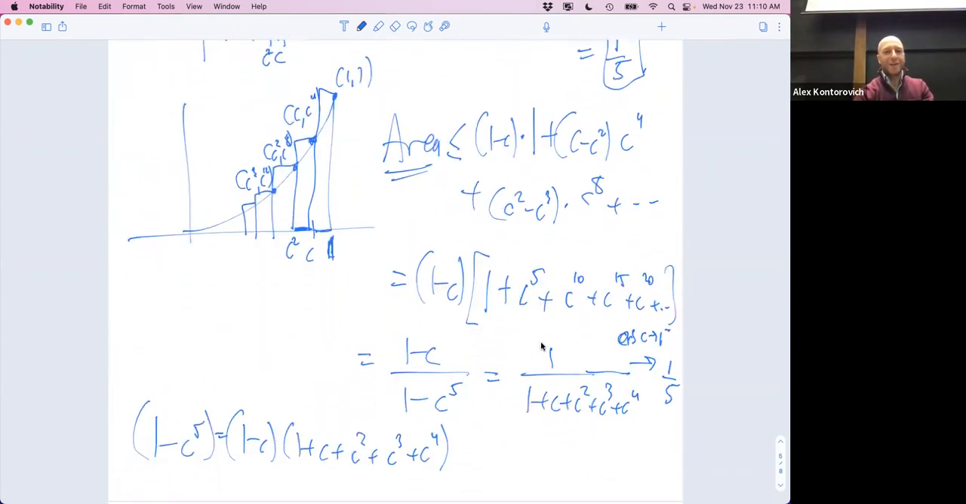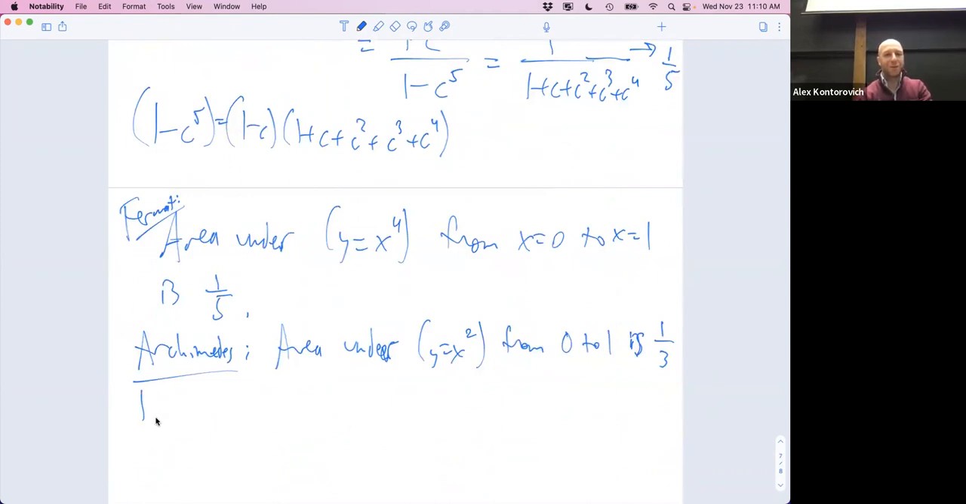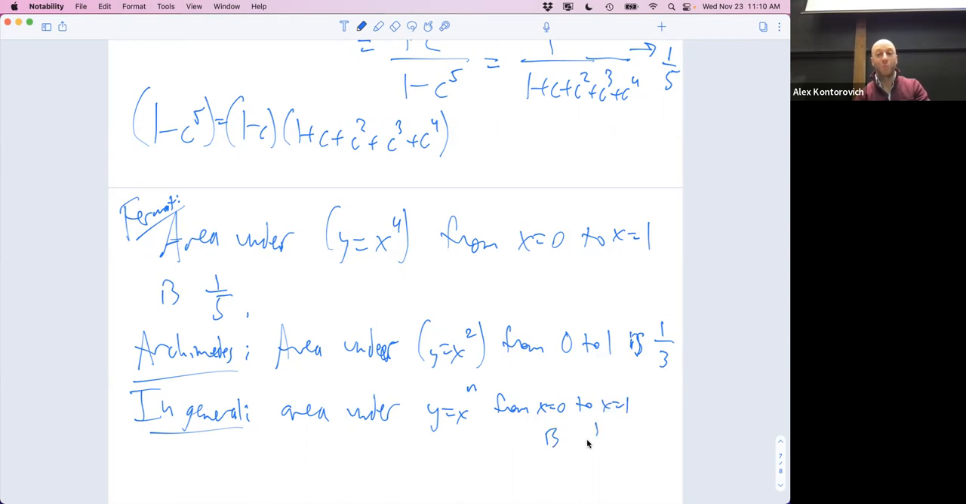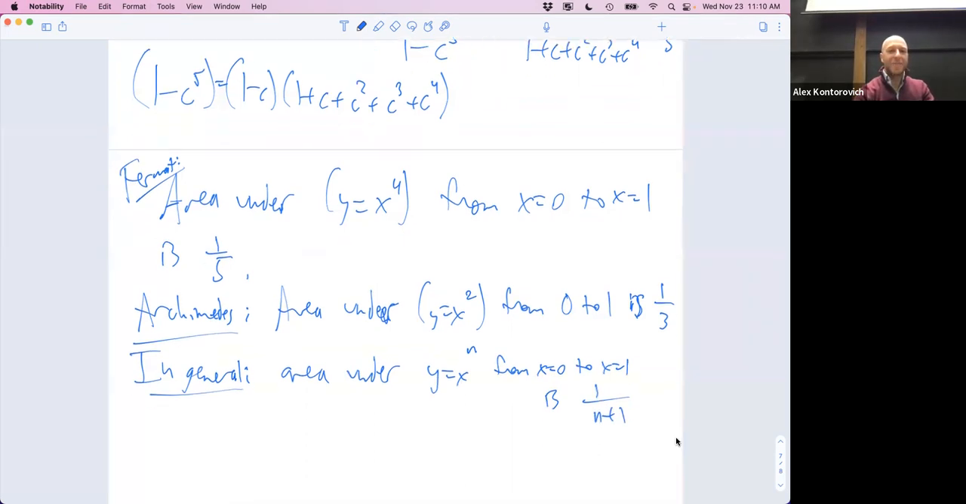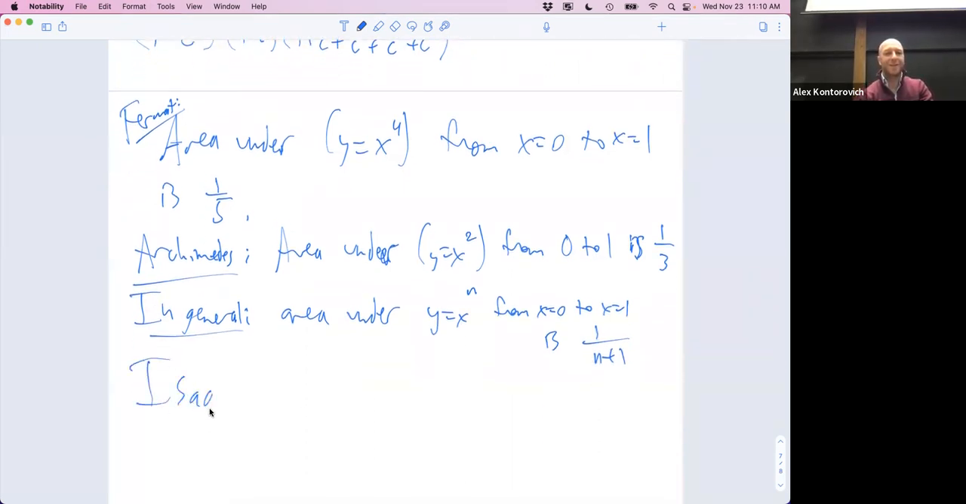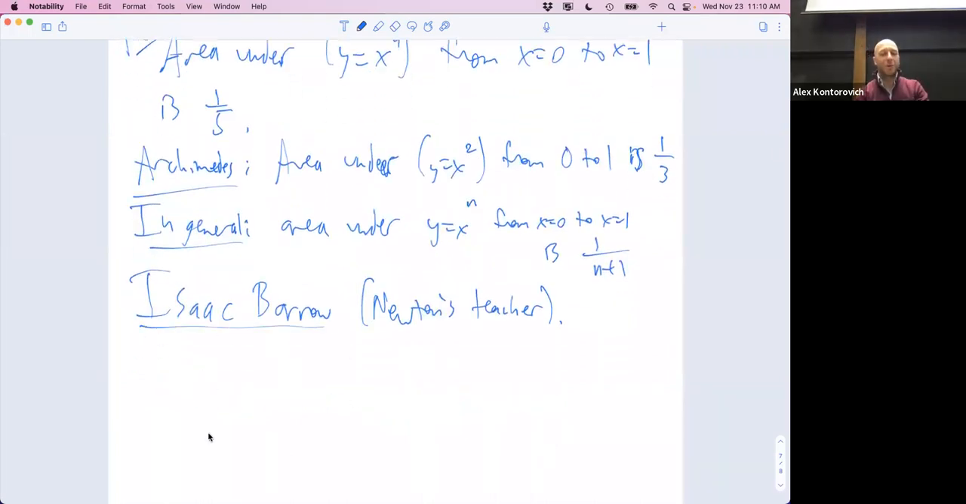Fermat works out the other areas. He notices a pattern. So in general, the area under y equals x to the n from x equals 0 to x equals 1 is 1 over n plus 1. And then a guy named Isaac Barrow. Anybody heard of Isaac Barrow? He was Newton's teacher. It's not clear how much Newton learned from Isaac Barrow, but he managed to push this method.